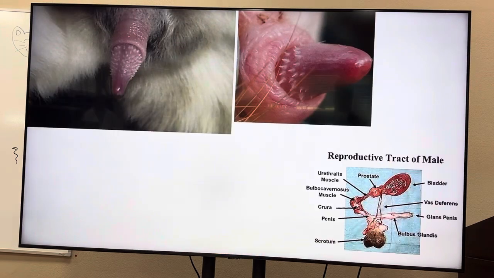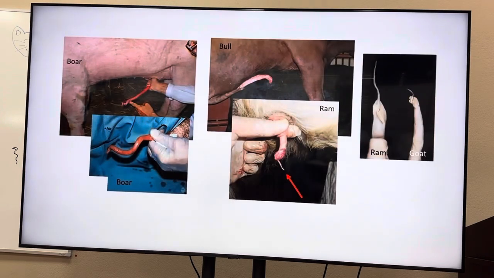If we look at the penis, we'll go and come back again. So this is a continuation of the urethra, extending through the length of the penis to the exterior.